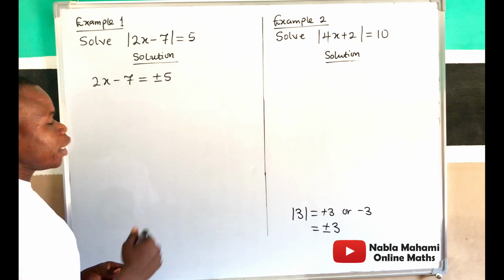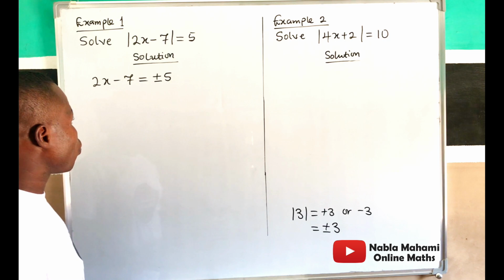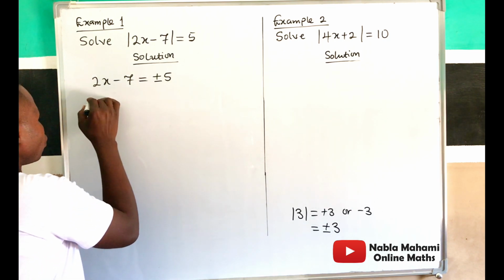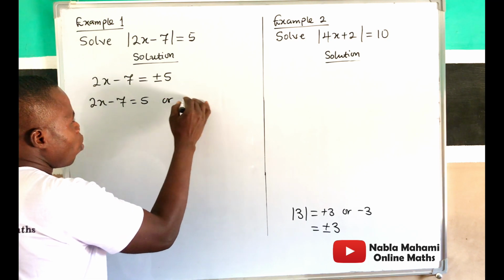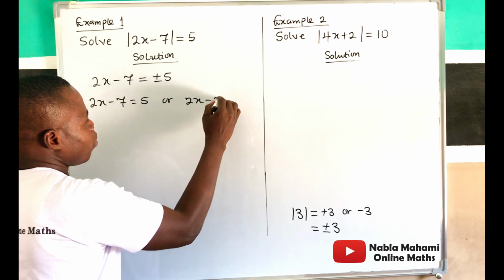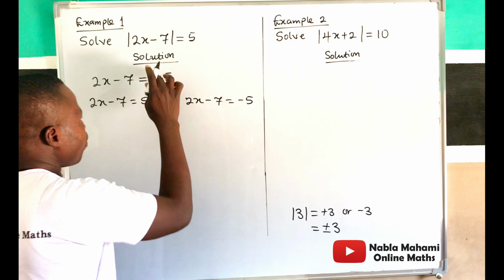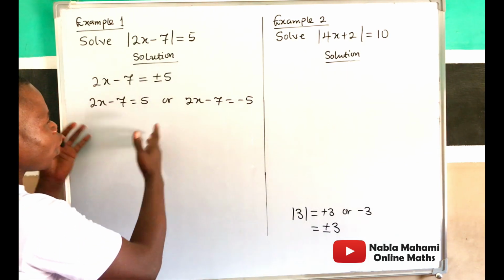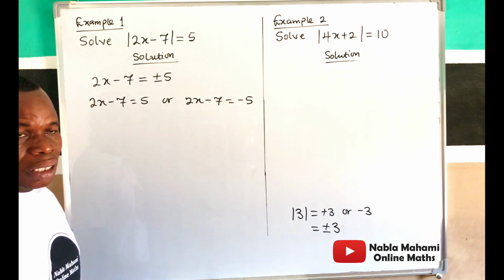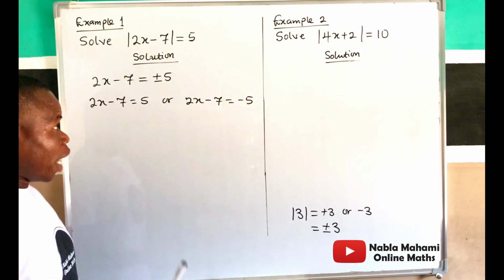After this, I will now split this into two equations. That is 2x minus 7 is equal to 5, or 2x minus 7 is equal to minus 5. I'm separating the signs to get the two equations. After this, I will now solve these two linear equations, and at the end, I'll have two answers.